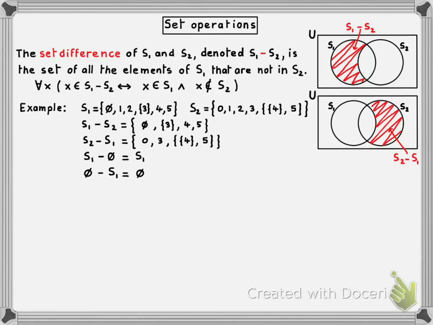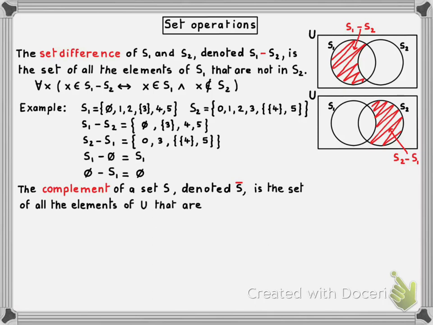So let's conclude this segment with our last definition, namely the complement of a set S, which is denoted with a horizontal bar over the name of the set here. By definition, this operation only takes one operand, a single set S, and it returns the set of all the elements in the universe that are not in S. That's the complement of S. So in logical notation, for all X, X belongs to the complement of S if and only if X is not a member of S.